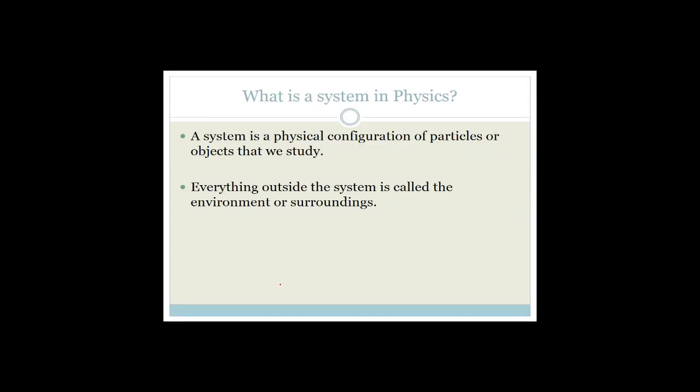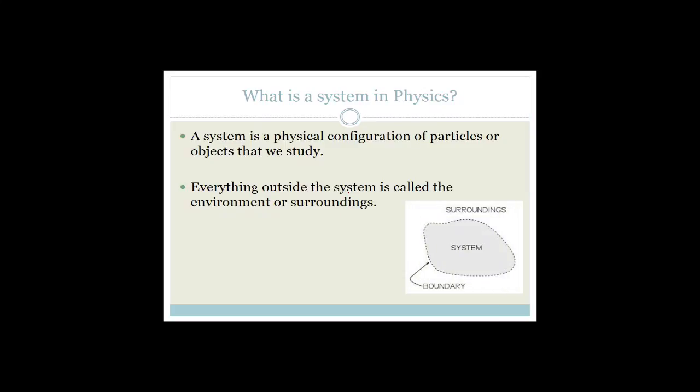Now let's talk about systems. We can't really go on with momentum and lesson questions in momentum unless we understand what systems are. So let's talk a little bit about systems. What is a system in physics? A system is a physical configuration of particles or objects that we study. Everything outside the system is called the environment or surroundings.